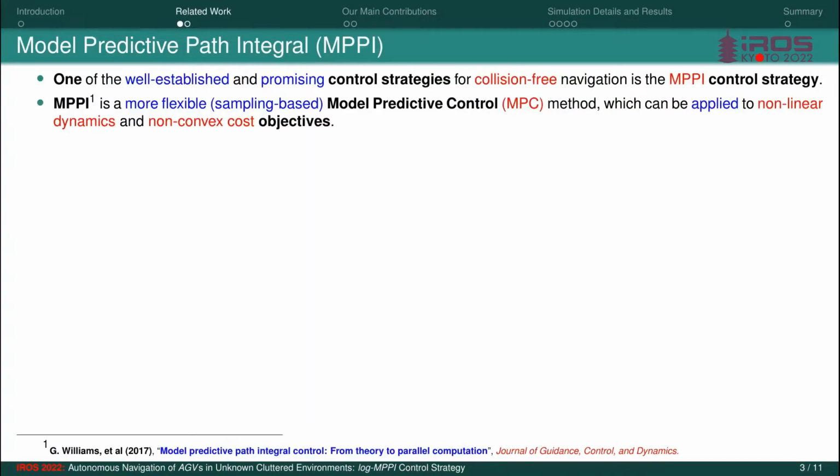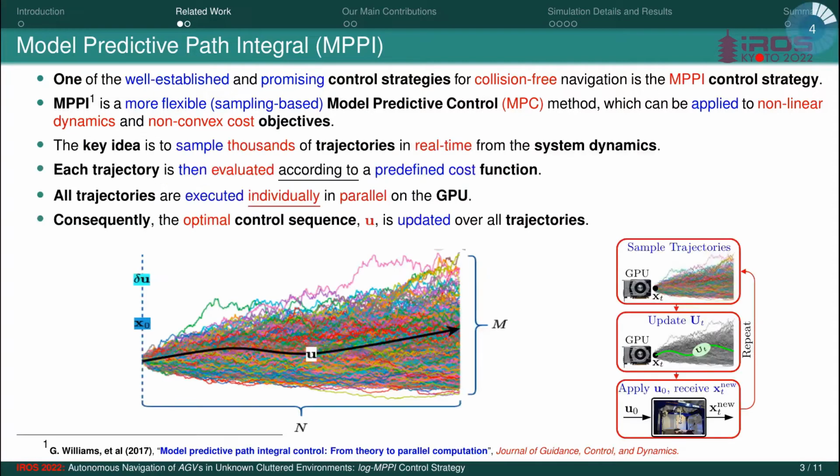One of the promising control strategies is MPPI, which is a sampling-based method that can be applied to nonlinear dynamics and non-convex cost functions. The key idea of MPPI is to sample thousands of trajectories in real time from the system dynamics. Then, each trajectory is evaluated according to a predefined cost function. To achieve real-time performance, all trajectories are executed in parallel using a GPU. After that, the optimal control sequence is updated over all trajectories, as you can see in this figure.